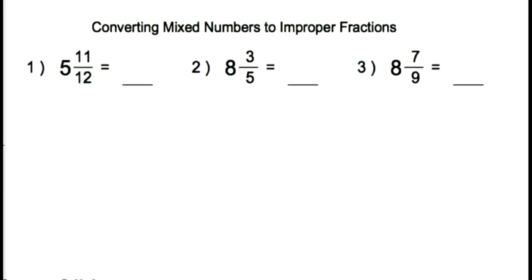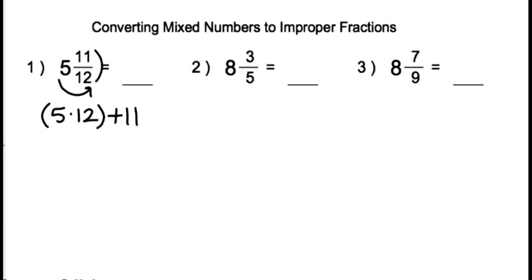So go ahead, we're going to convert mixed numbers into improper fractions. Write down 1, 2, and 3 and leave yourself some space because we're going to write. So in the first one, we're going to multiply 5 times 12. So we're going to multiply these two things. So 5 times 12. And then we're going to add 11 to it.